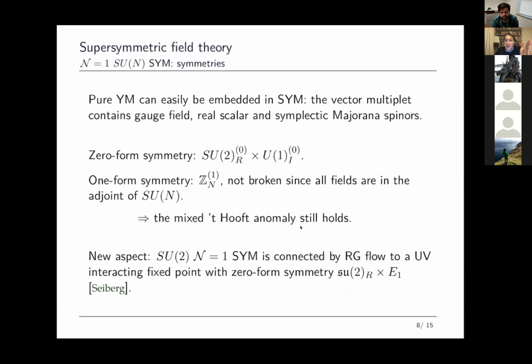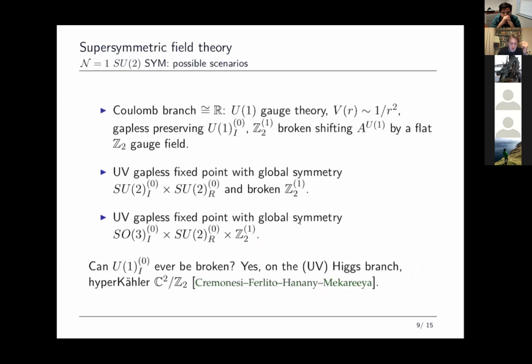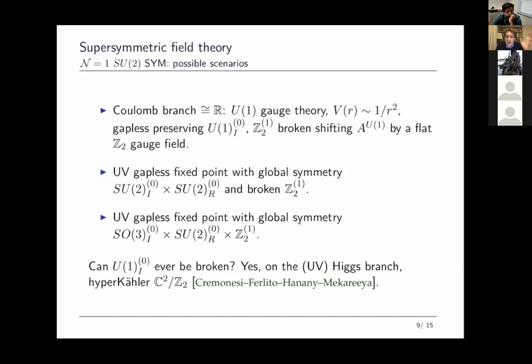And now I would like to know, what does the anomaly, the infrared anomaly, imply for this case? On the Coulomb branch, which is isomorphic to R, we break the non-abelian gauge group to its abelian subgroup, and we are in a Coulomb phase. The instanton symmetry is preserved, whereas the Z2 center symmetry is broken, and we see it explicitly by its nonlinear action on the abelian gauge field. Now, if we assume that the one-form symmetry is not accidental in the infrared, we can hope to say something about the ultraviolet, where we know that there is a gapless fixed point.